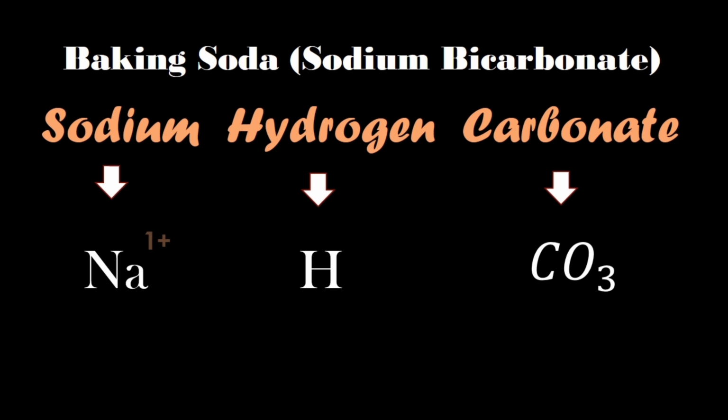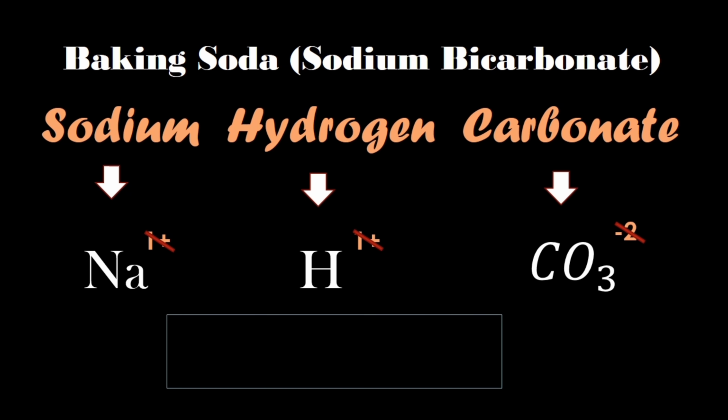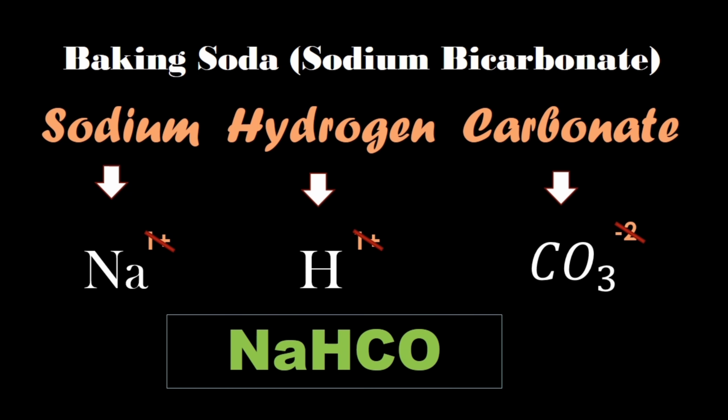We know that sodium has a +1 charge. It's in group 1 of the periodic table. And hydrogen is also in group 1. It has a +1 charge. The carbonate polyatomic ion is always a -2. So as you can see, +1, +1, and a -2 adds up to 0, so the net charge is 0. And that's how we come up with NaHCO3.